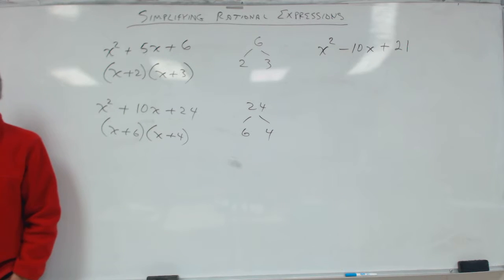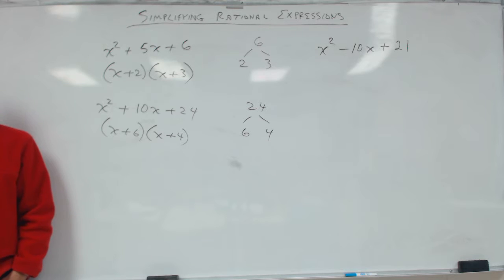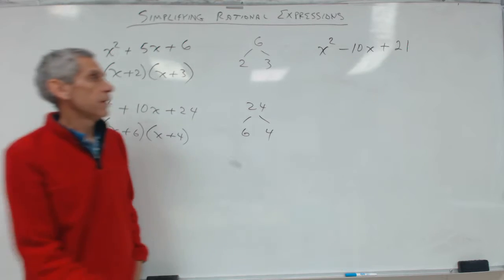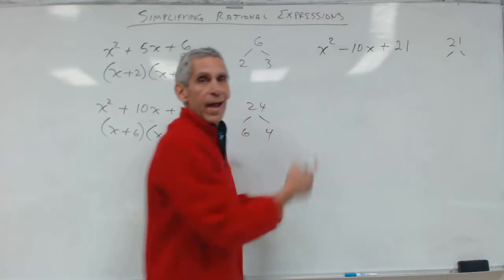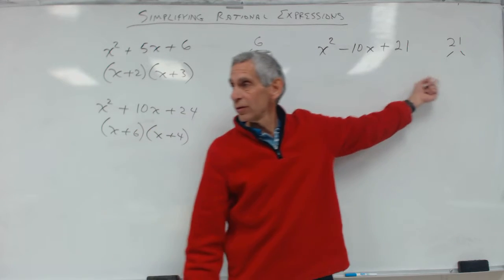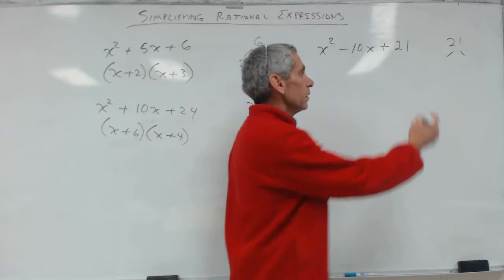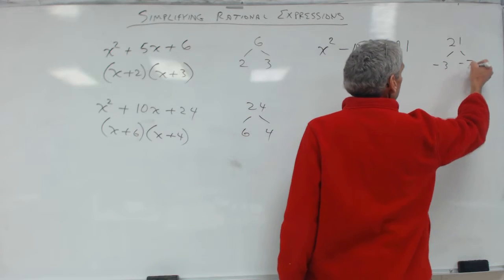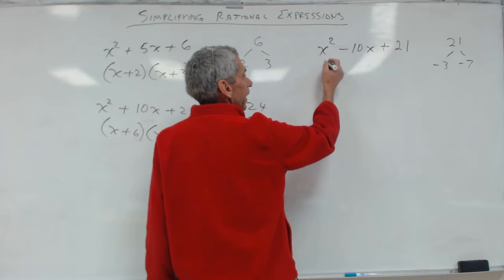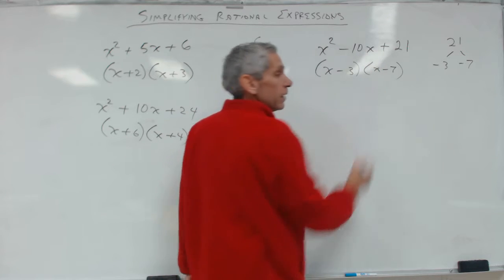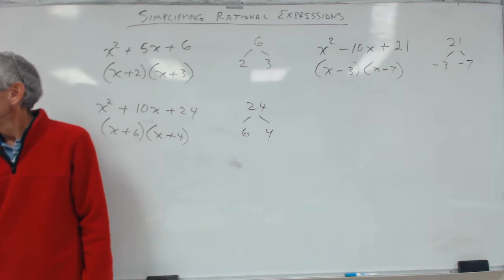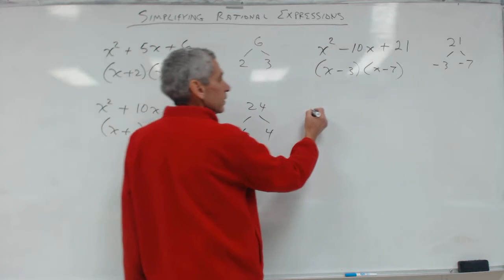So yeah, negative 7, because I've got a positive 21, but the only way to add them up to get a negative is if they're both negative, right? Remember that? So negative 3 times negative 7, and that adds together to that. So it's going to be x minus 3 times x minus 7. Yes? All right, what if I gave you this one?